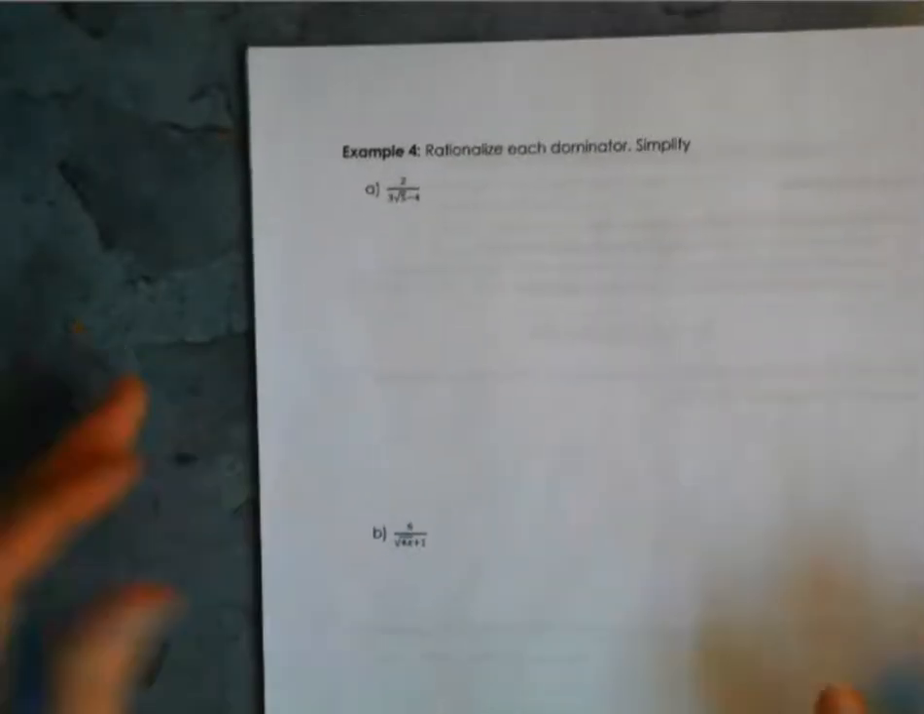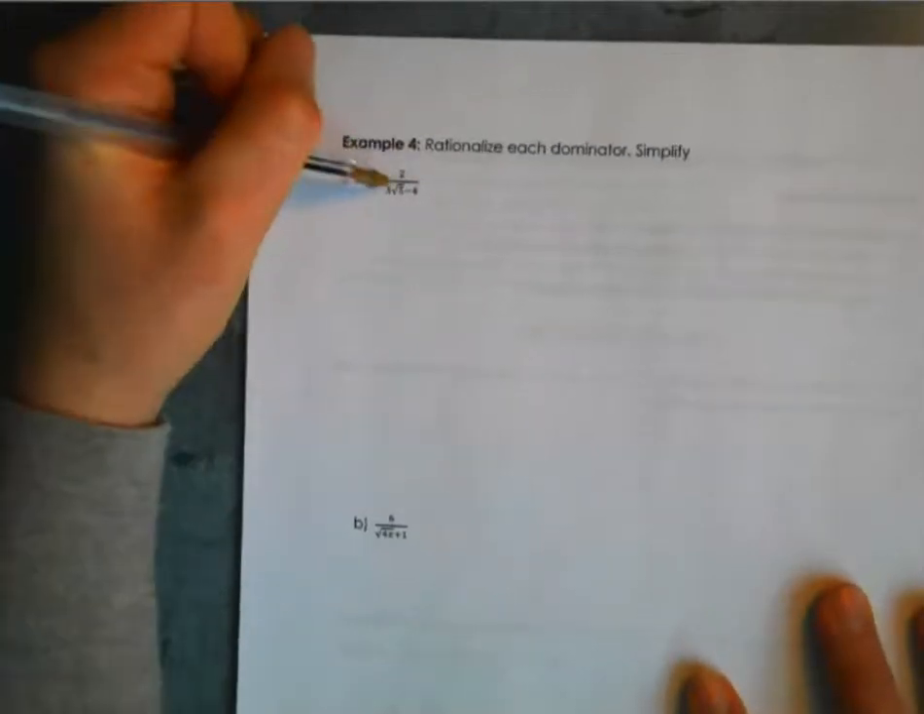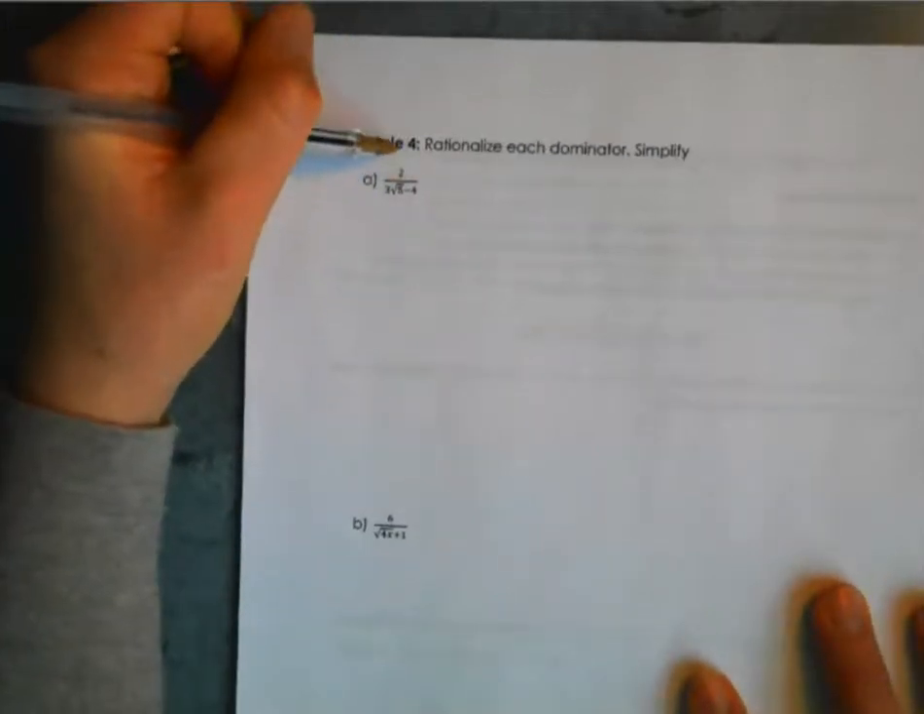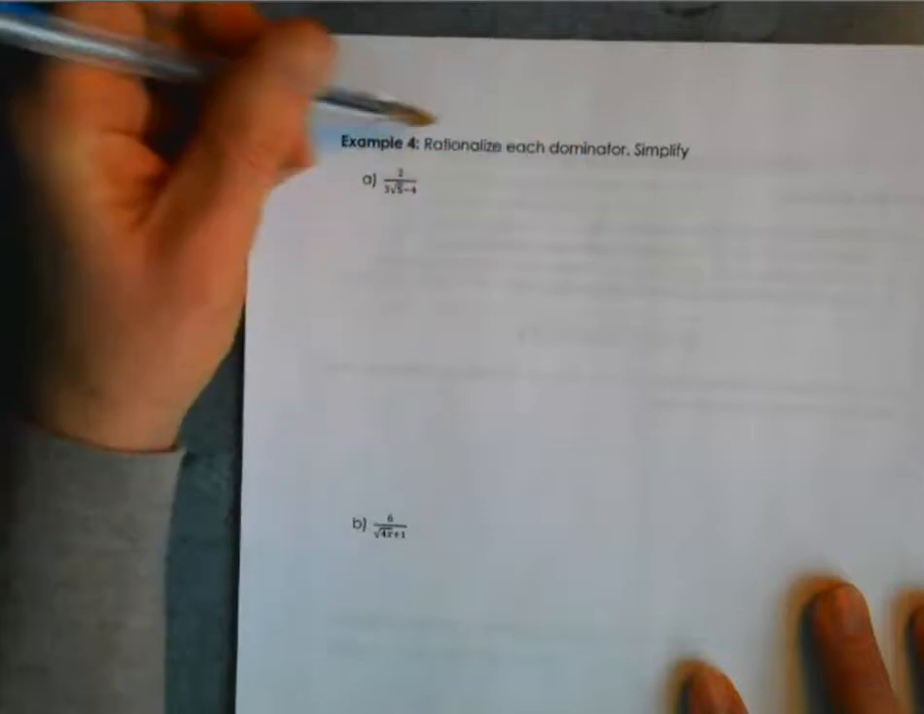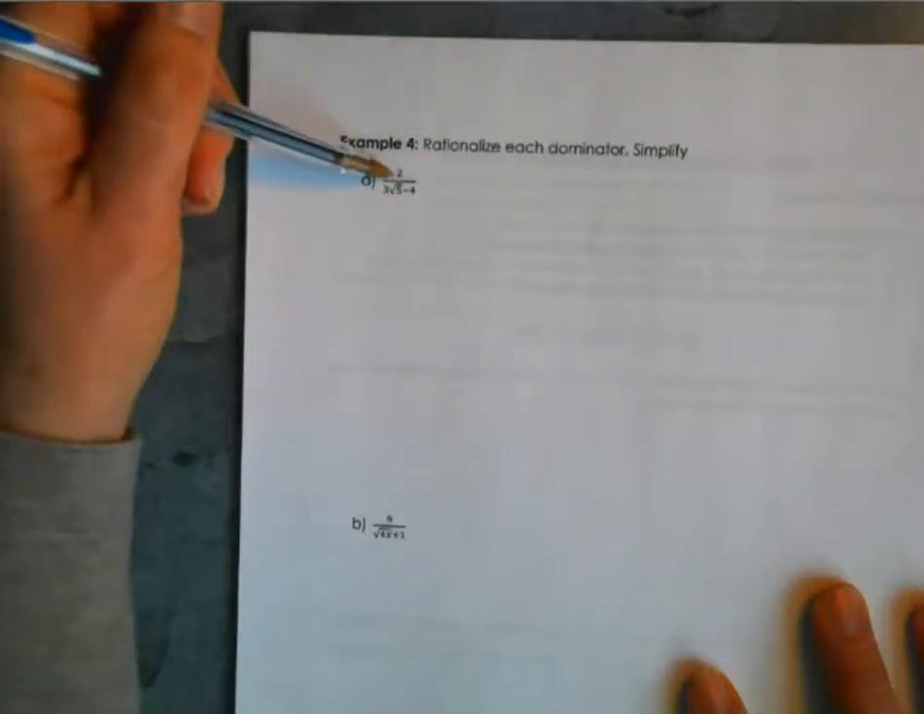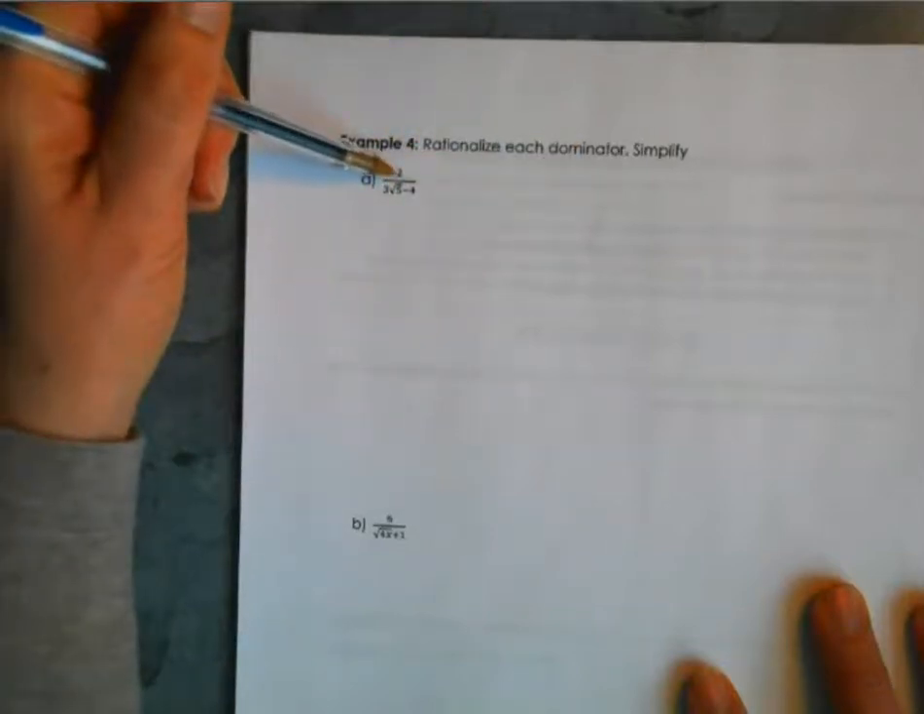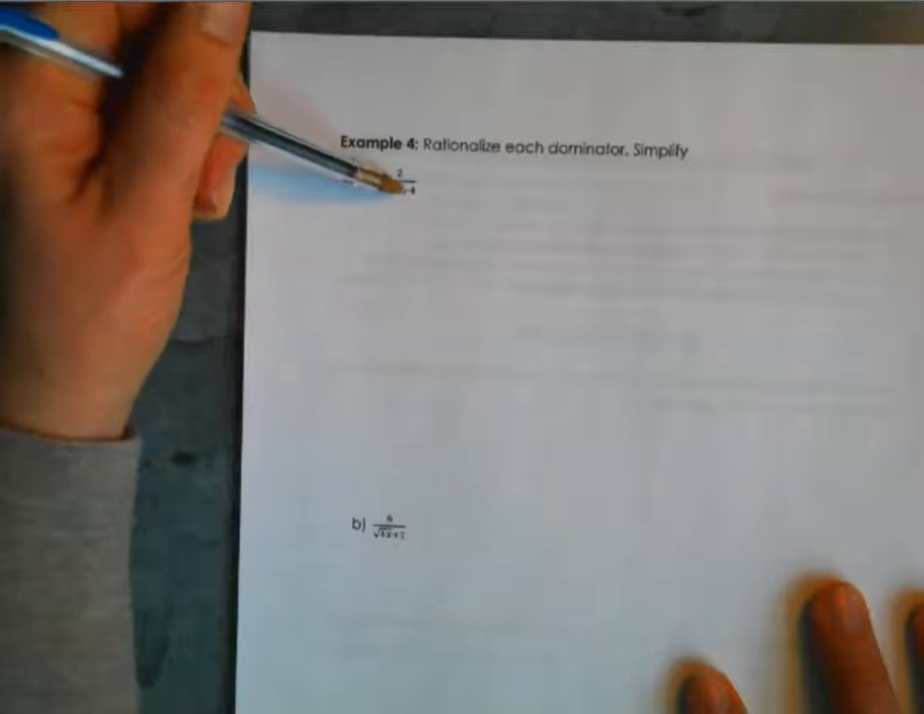So let's try that with an actual fraction setup here. Ooh, look at that good spelling mistake there. Denominator, denominator. I'll have to go in and fix that. So we have 2 divided by 3 root 5 minus 4.